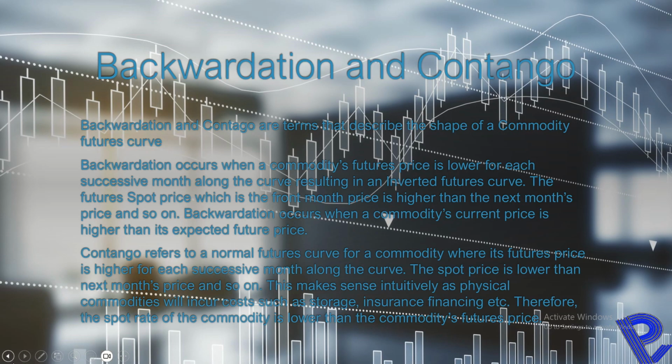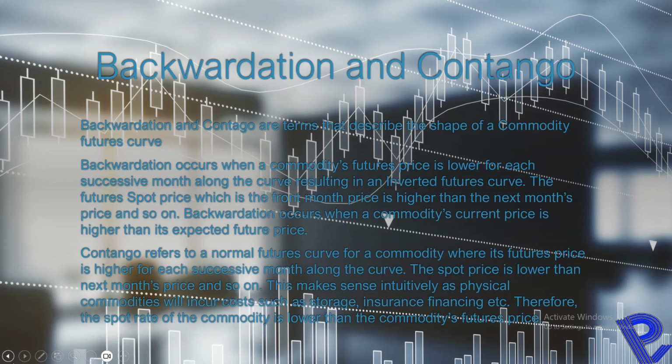Backwardation and contango. Backwardation and contango are terms that describe the shape of a commodity futures curve. Backwardation occurs when a commodity futures price is lower for each successive month along the curve, resulting in an inverted futures curve. The futures spot price, which is the front month price, is higher than the next month's price, and so on. Backwardation occurs when a commodity's current price is higher than its expected future price.